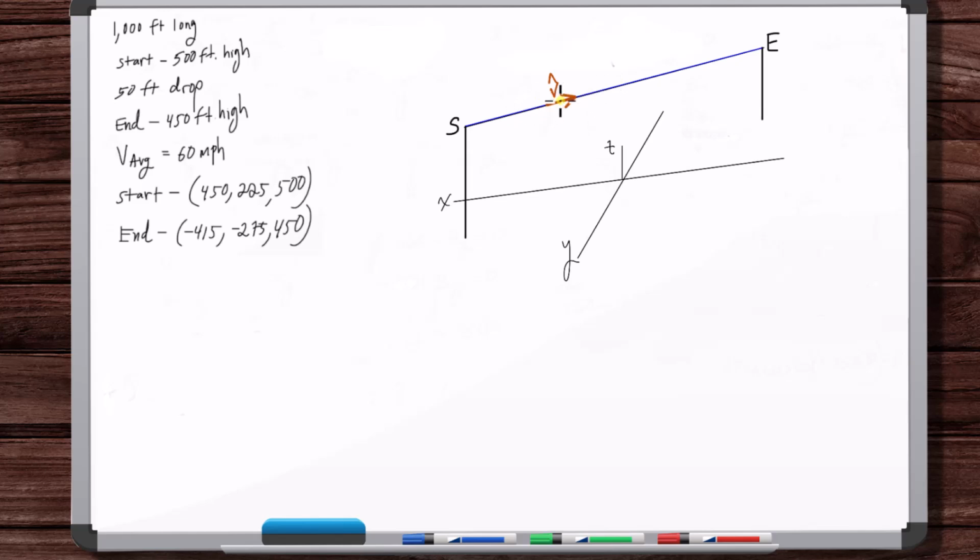So how do we get this unit vector, though, this v hat unit vector? Well, if we can just get the displacement vector from S to E, then all we need to do is divide that displacement vector by its magnitude, which will result in a unit vector in the direction from S to E. So to get the displacement vector from S to E, we use the position vector of S and the position vector of E.